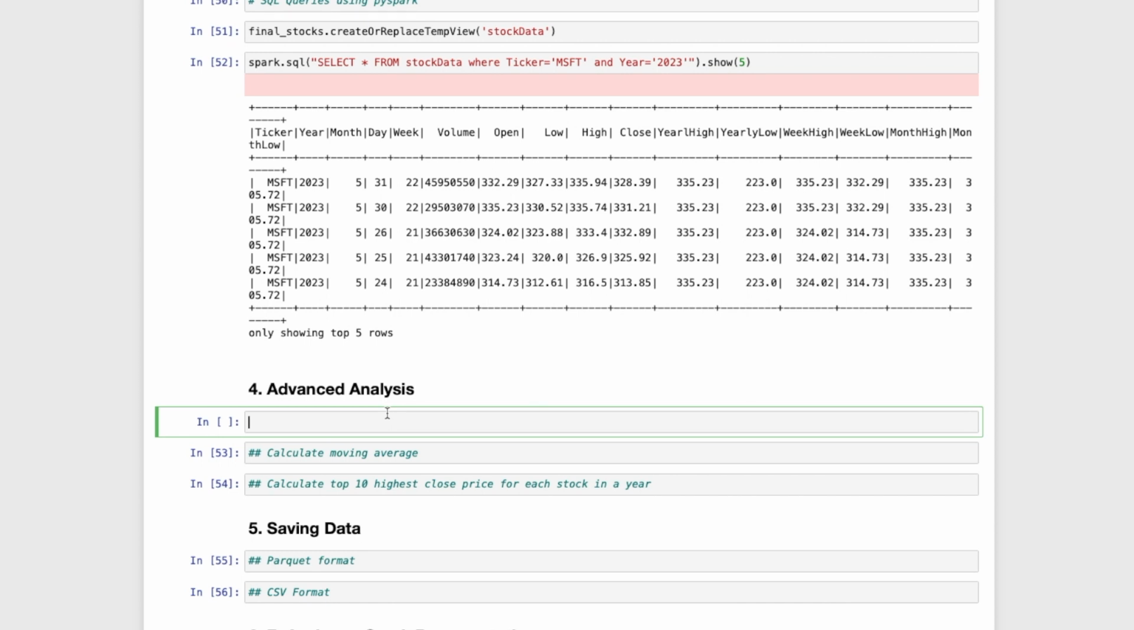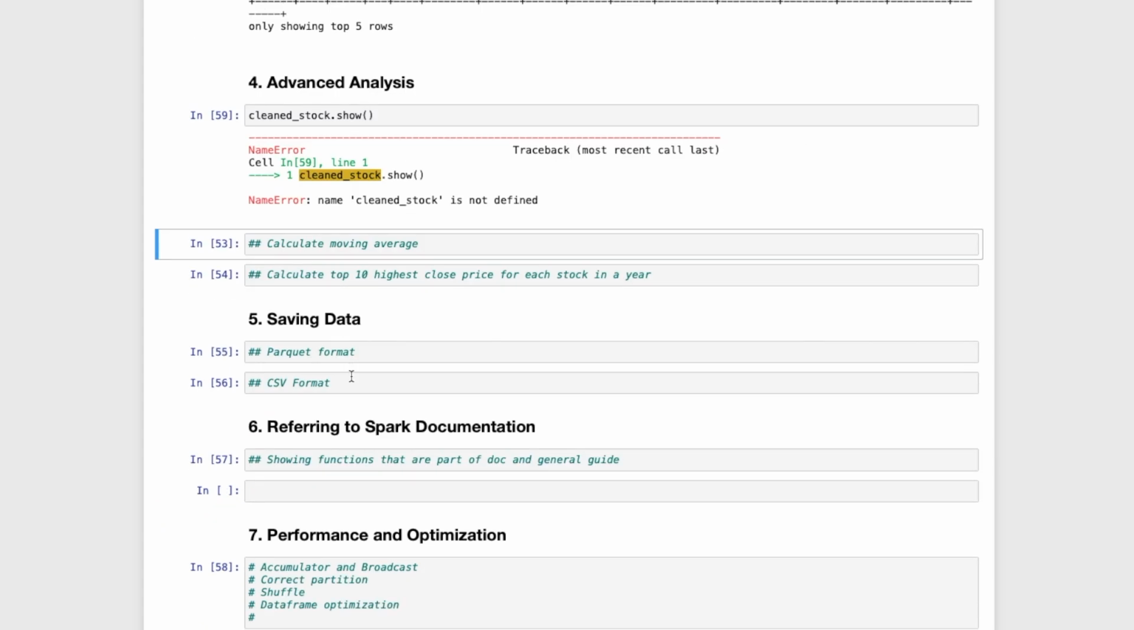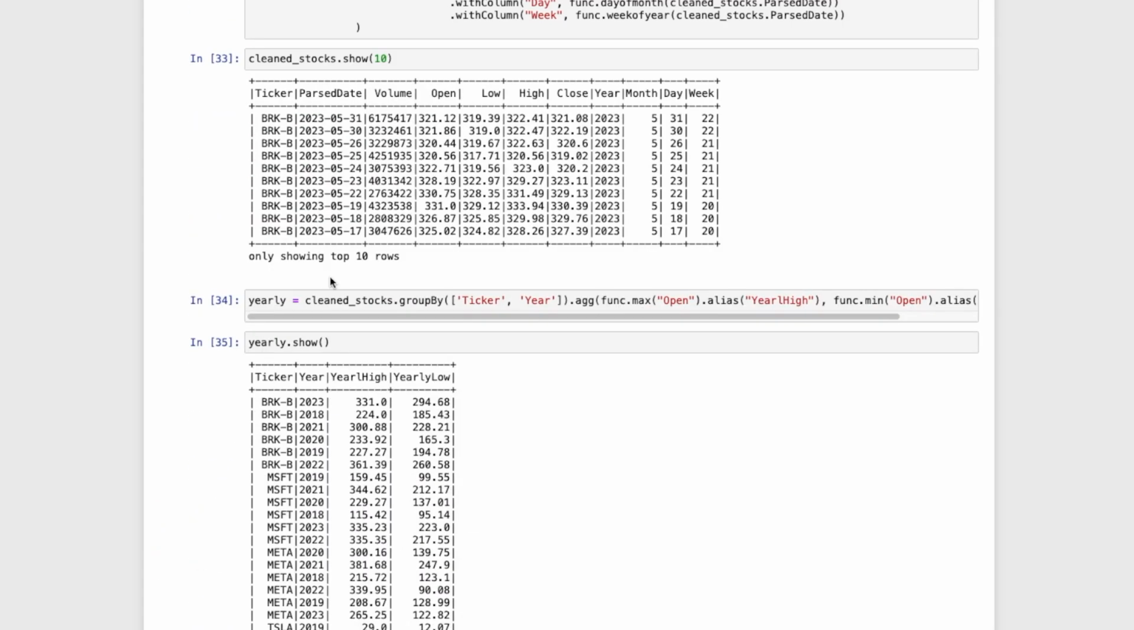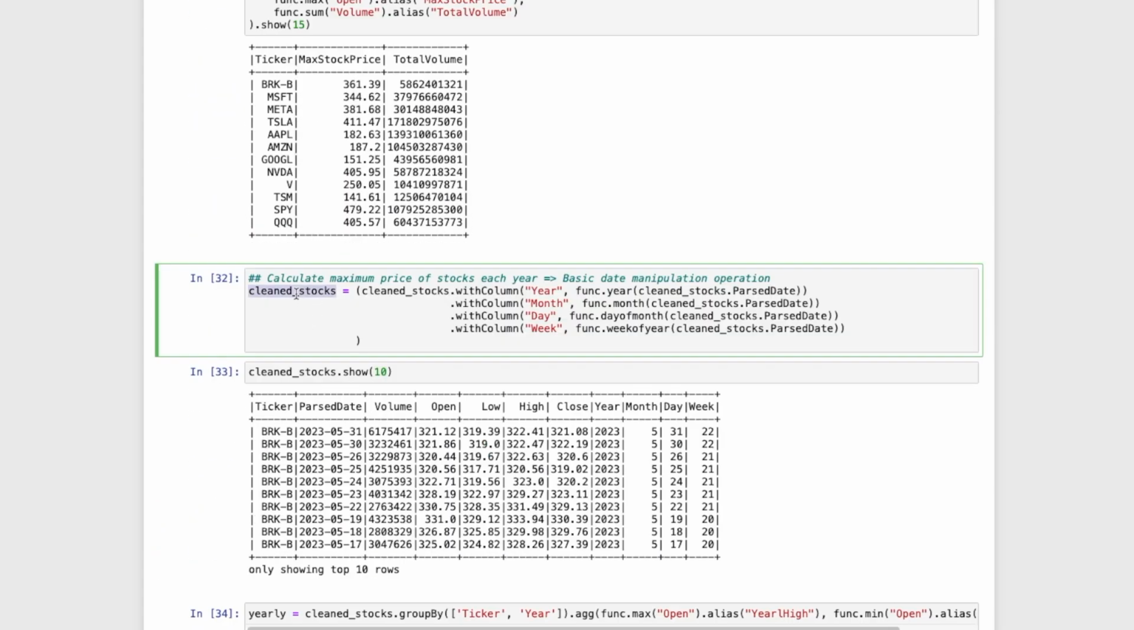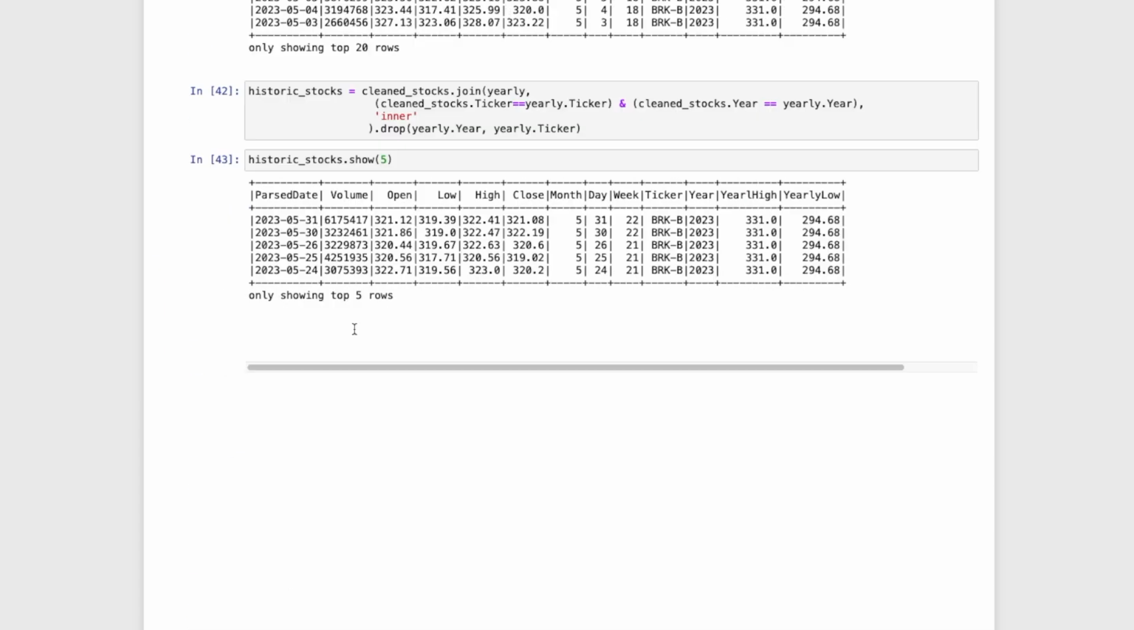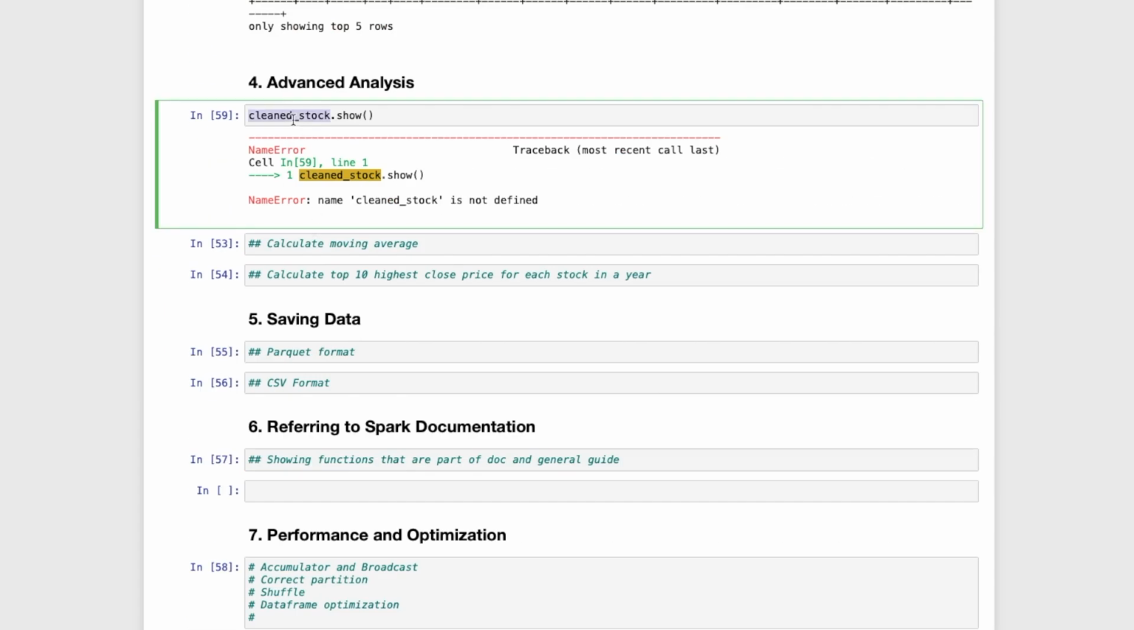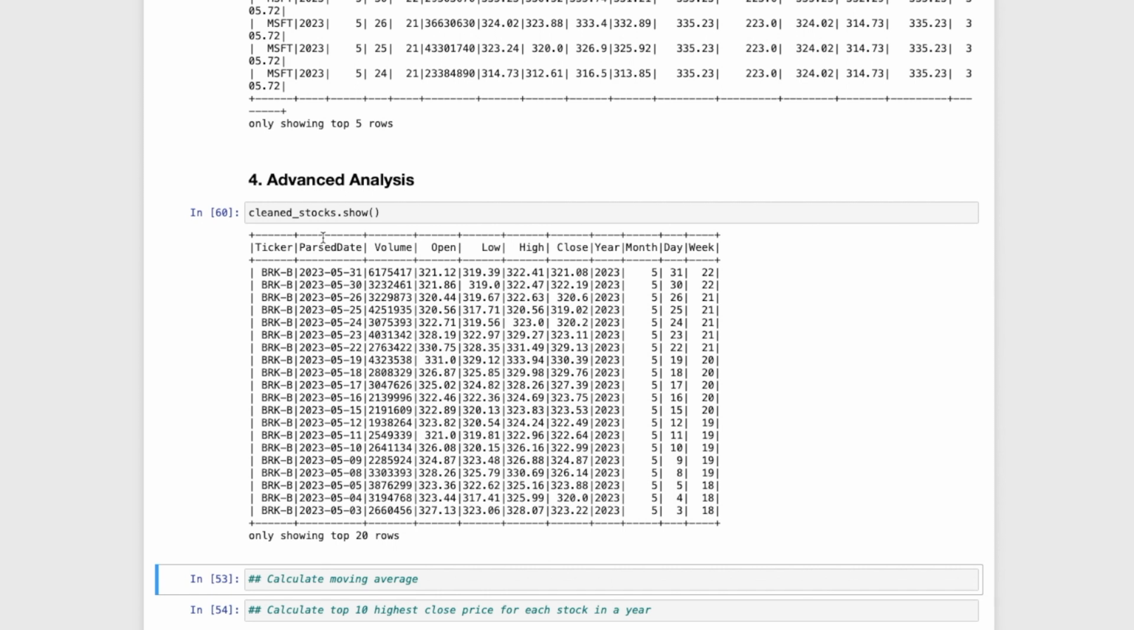So first I want to just say cleaned stock.show. Let me pick a very old data frame, so we are going way back. We covered this in the second or third tutorial where we processed the stock, and this is what we got. So we have the date, the open, the ticker, and a few other pieces of information.